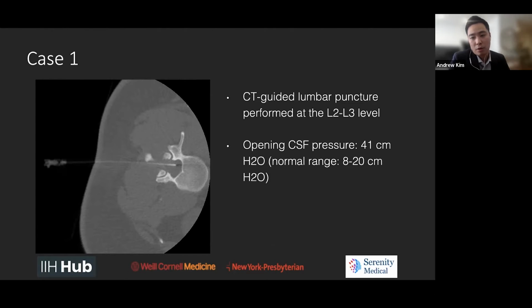And part of the workup is to do a lumbar puncture, which can prove that there are definitely elevated internal pressures. So this was actually a patient where I did the CT lumbar puncture for the patient. And I found that there was a very elevated opening CSF pressure in the 40s. And just as reference, the normal range typically is between 8 to 20.